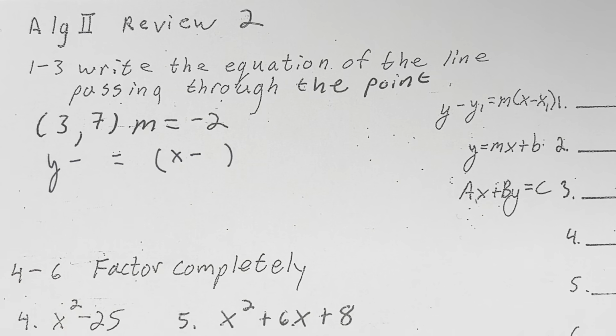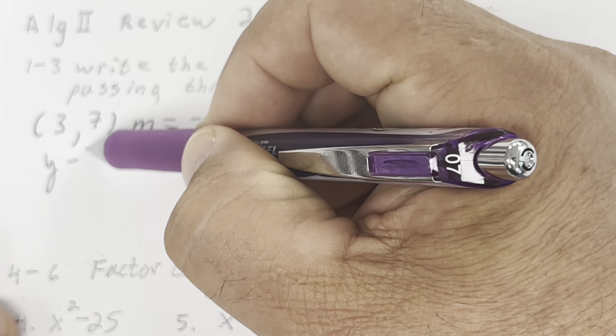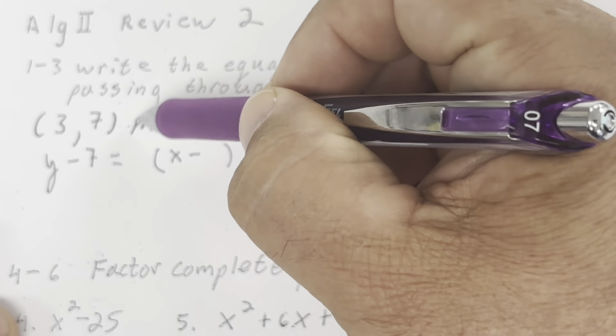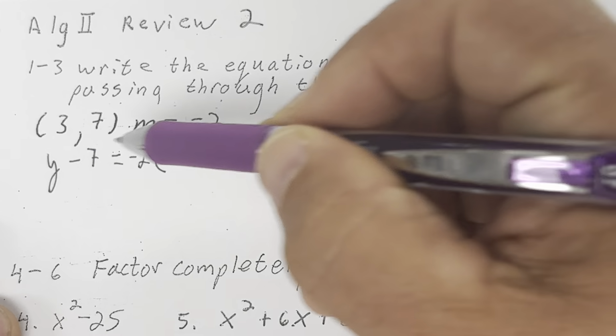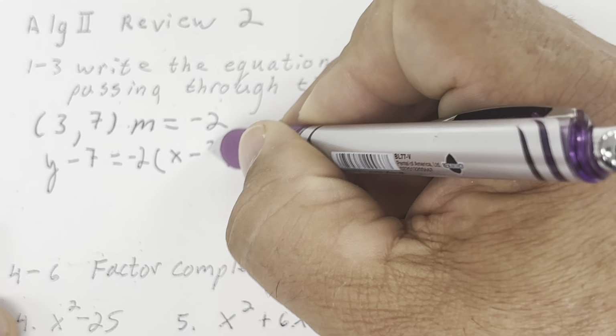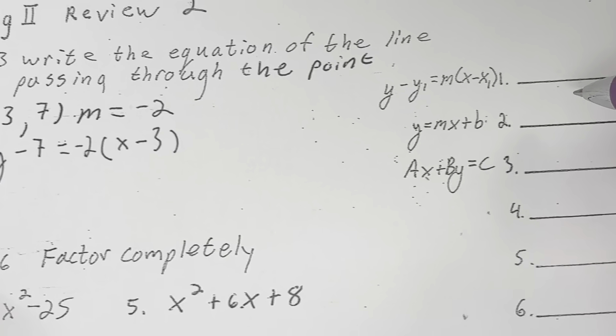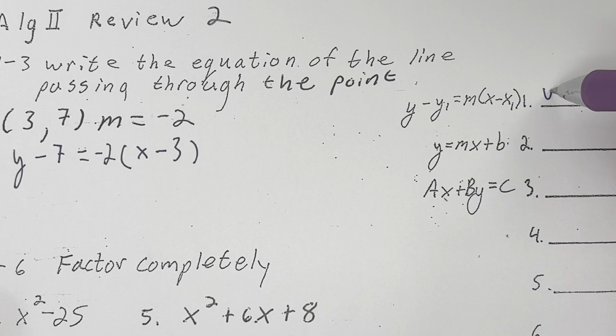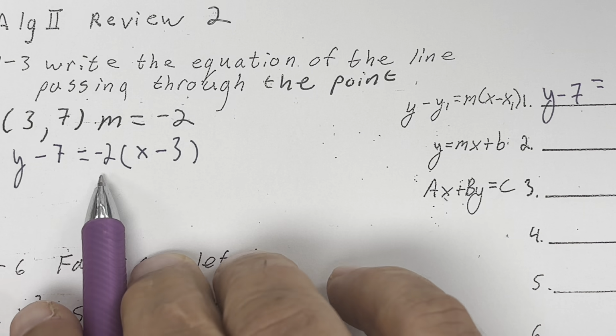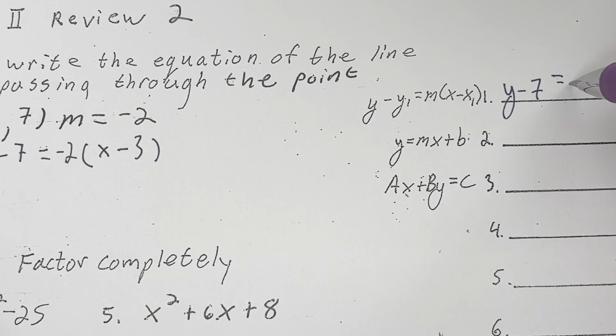And that 7 will just fall right down. So it's going to be y minus 7. The m is negative 2. And the x sub 1 is 3. So my answer is going to be y minus 7 is equal to negative 2 times x minus 3.